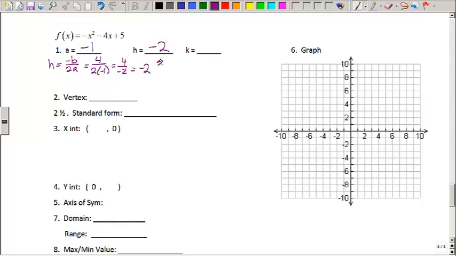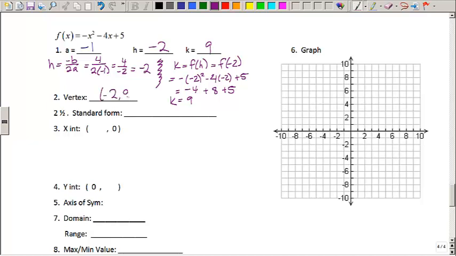In order to find k, k is equal to f of h. And in this case, h is negative 2. To find f of negative 2, I evaluate the function at negative 2. So negative 2 squared is 4, and the opposite of 4 is negative 4, plus 8 plus 5. I am getting a k value of 9. So at negative 2, comma 9, I have a vertex.